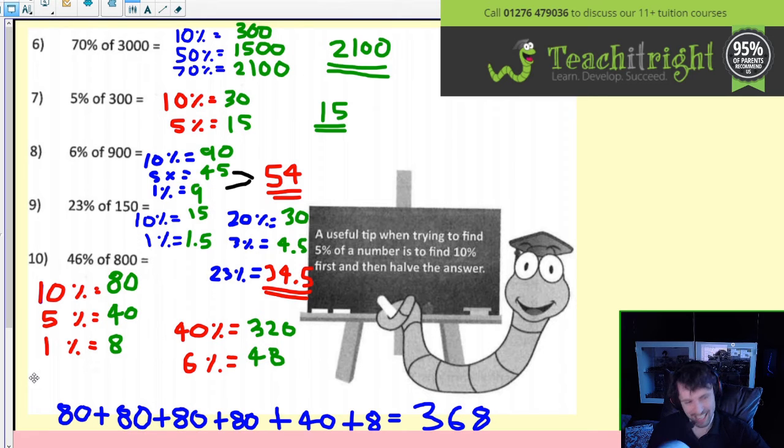The only thing that might extend it a little bit and make it a bit harder is when they start asking you to increase or decrease by a percentage. And all you've got to really work out there is if you're going to increase by 10%, you work out what 10% is using the exact same methods we have here. And then once you've done that, just add it on.